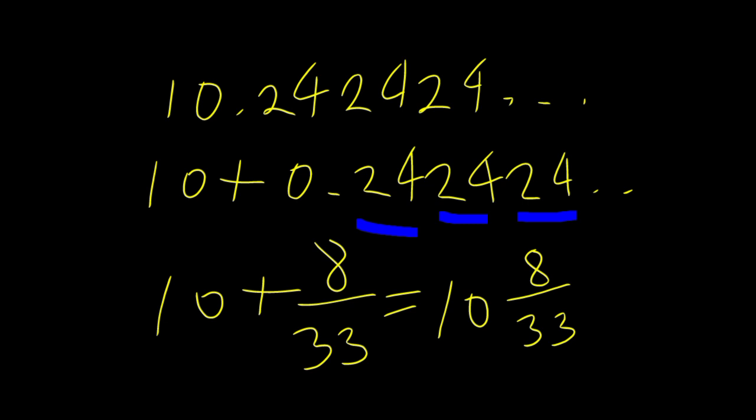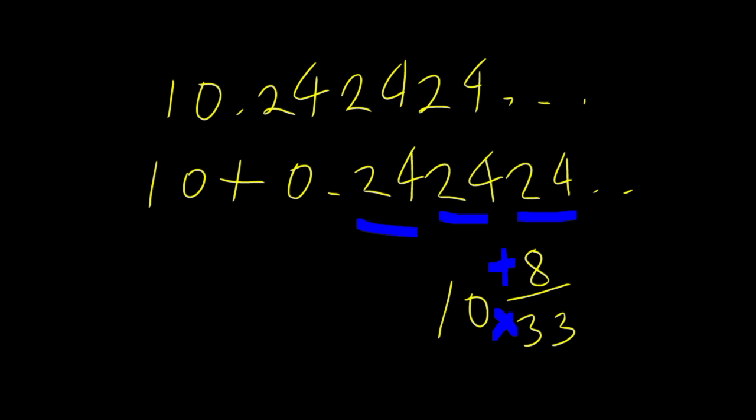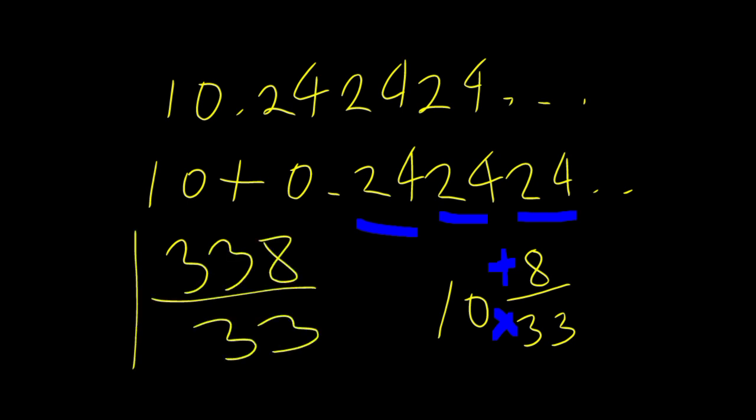Converting it to an improper fraction, we have 10 times 33, that is 330, plus 8, that is 338. So our final answer here is 338 all over 33. And that's our answer.